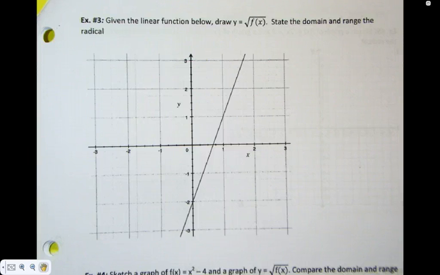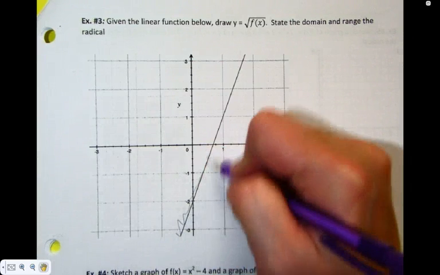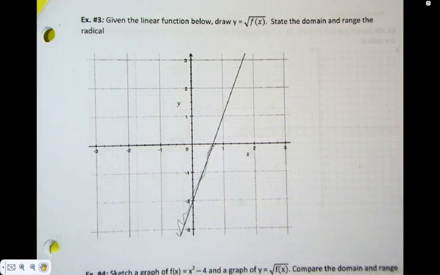Given the linear function below, draw the radical graph, state the domain. Step number 1. Cross out everything under the x-axis. It will not exist. No, you don't have to. I just am visual, so I like it gone.